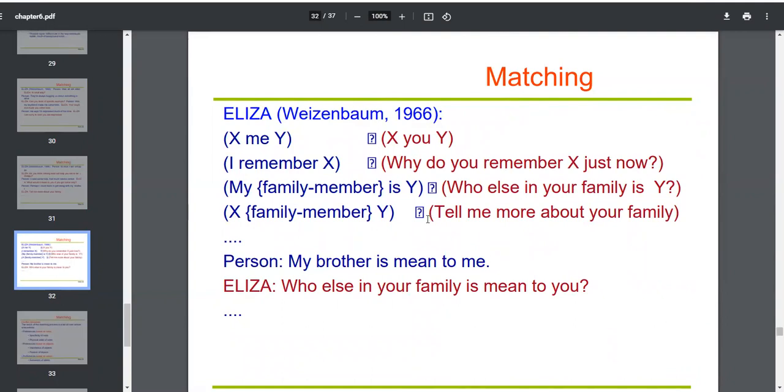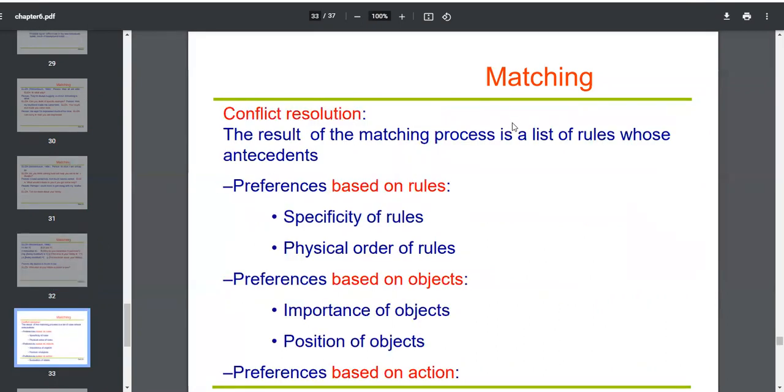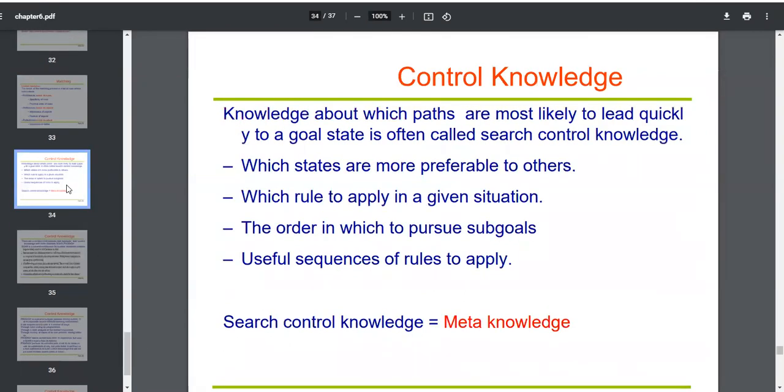We are going to build a small expert system in lab terms. It will be more clear later. Now many times while matching, conflict will also take place. So how should conflict resolution take place? The result of the matching process is a list of rules, with preferences based on the rules, specificity of rules, physical order of the rules, preferences based on the objects, importance of the objects, positions of the object, and preferences based on the action. So these preferences should be taken care of whenever we have any kind of conflict arising.